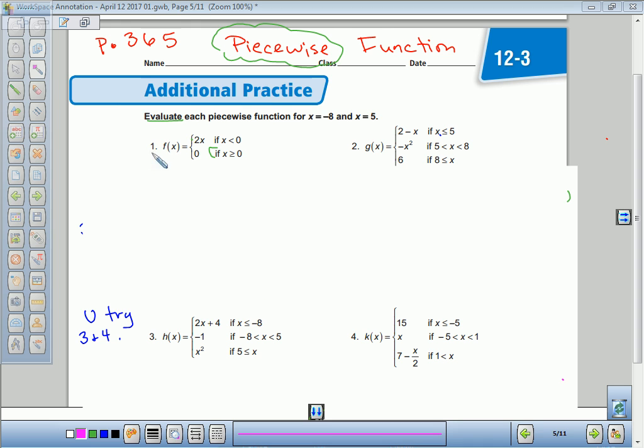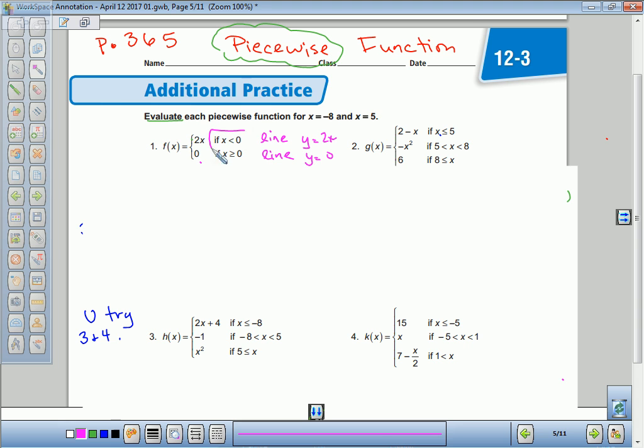Okay, so looking at this first piecewise function. This piecewise function consists of parts of two lines. This is a line, so if you were to see y equals 2x, you know that's a line. If you were to see y equals 0, you know that's a line. So this piecewise function consists of two lines.